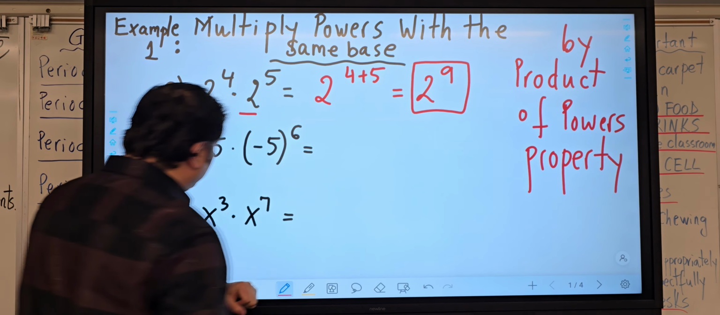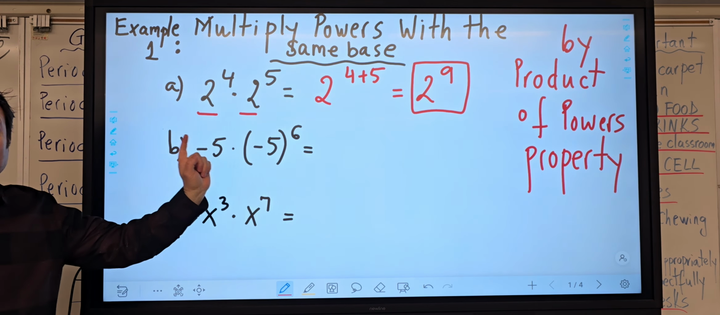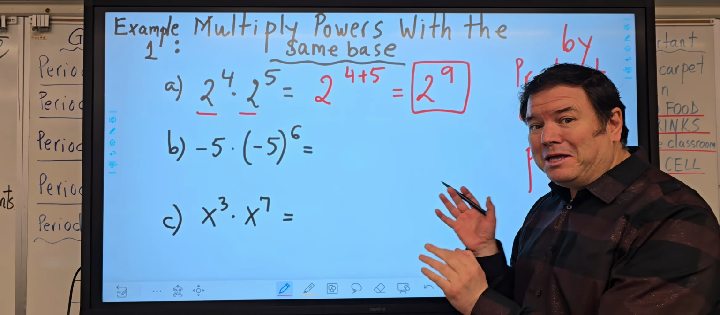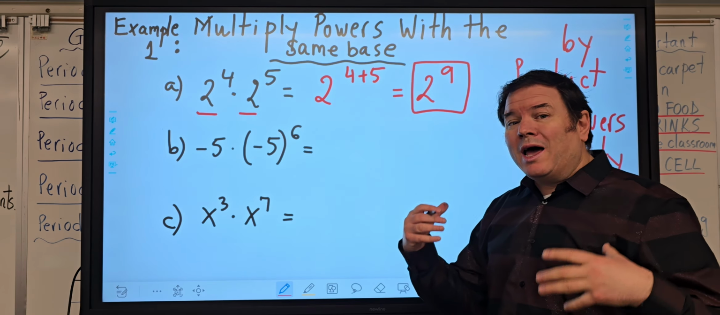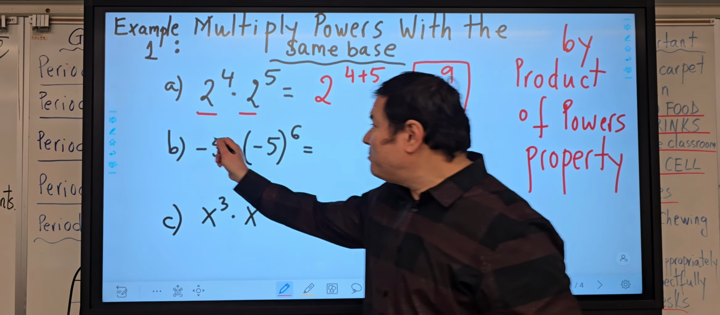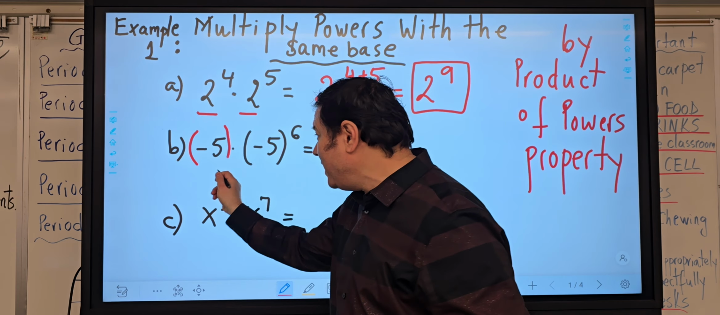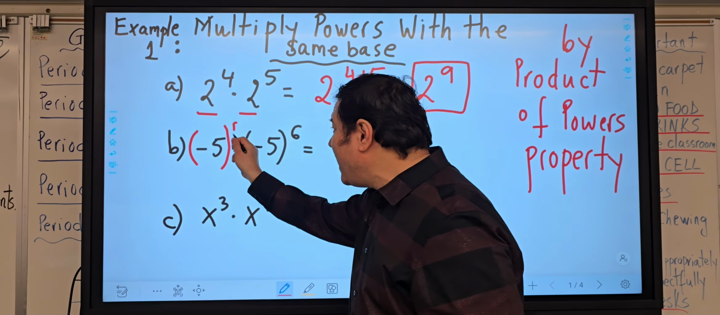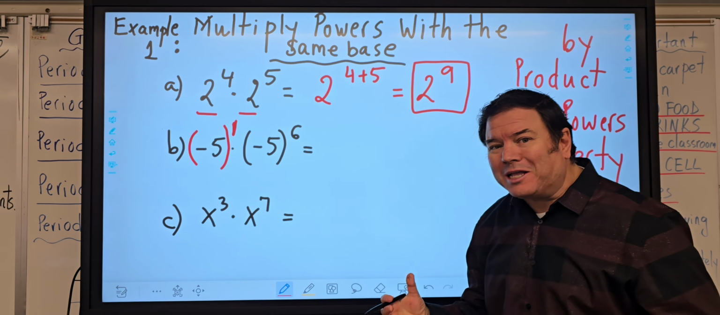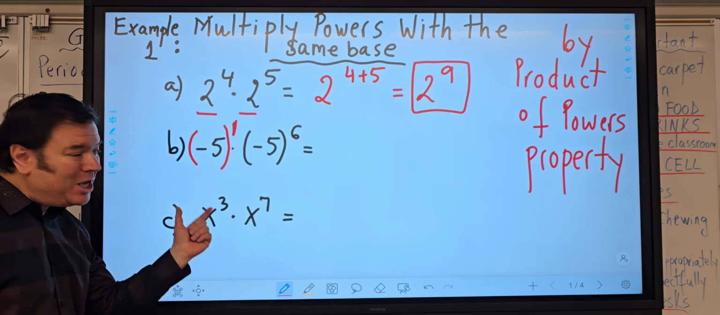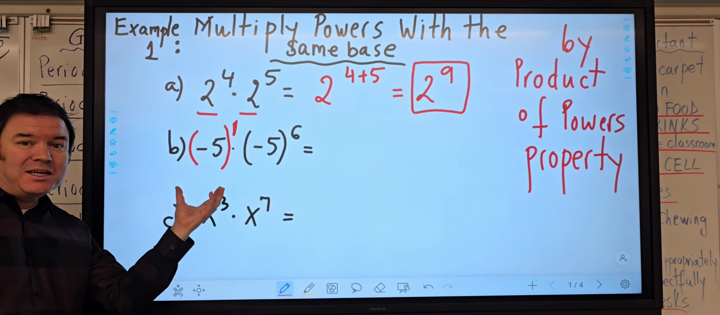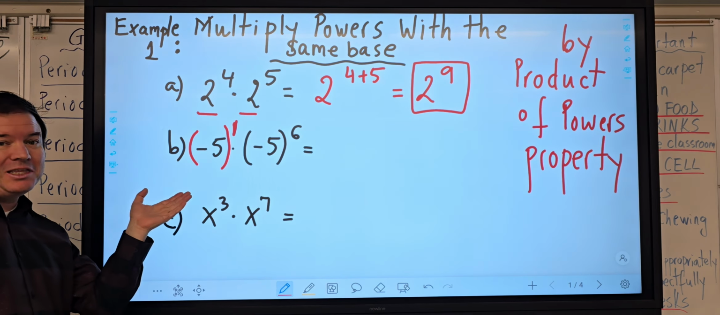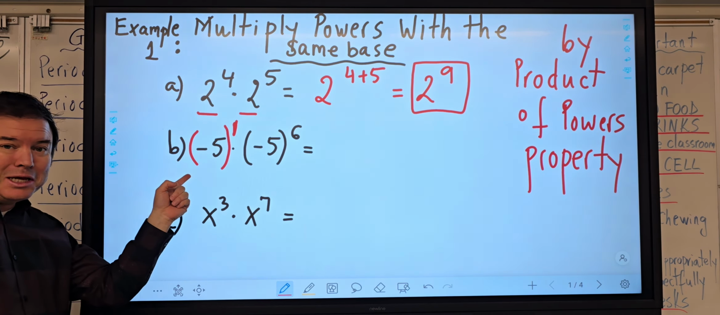Let's take a look at the second example. We have negative 5 times negative 5 to the power of 6. You see that the first negative 5 is not inside a parenthesis, so please put a parenthesis around negative 5 in this case, and add the invisible 1 at the top. We can do that in math because an exponent of 1 doesn't change the negative 5. Negative 5 to the power of 1 is still negative 5.